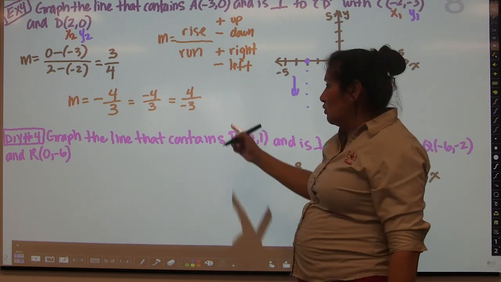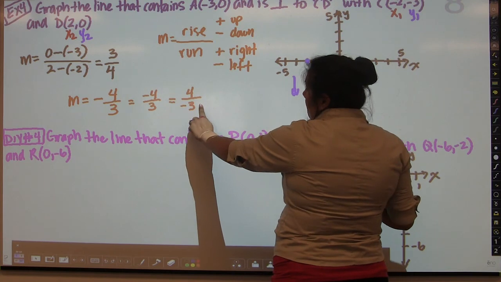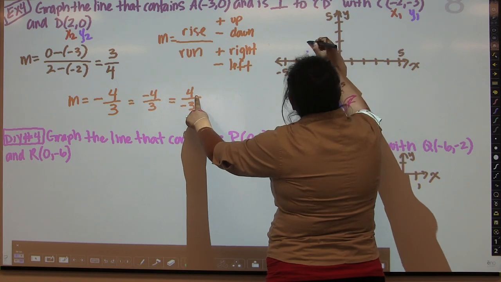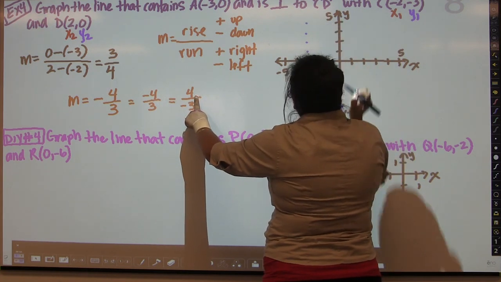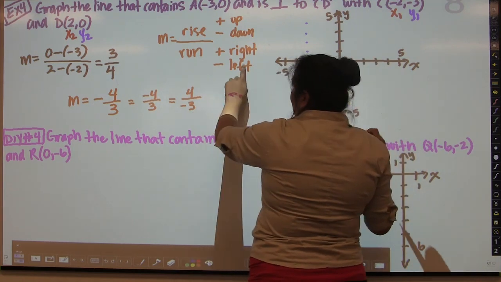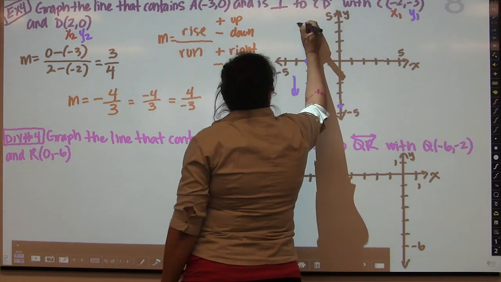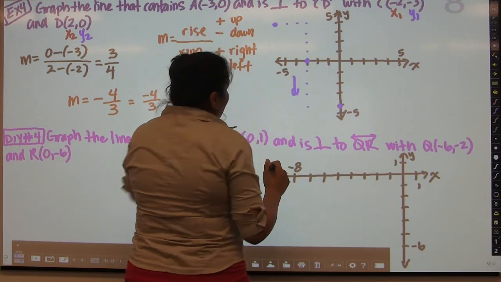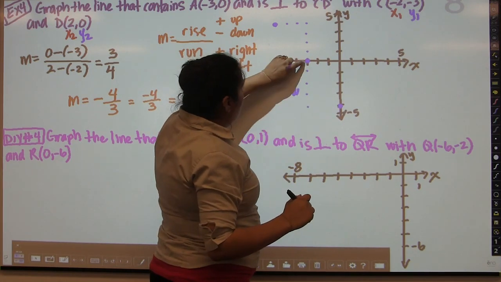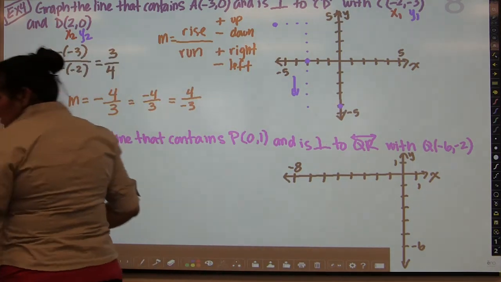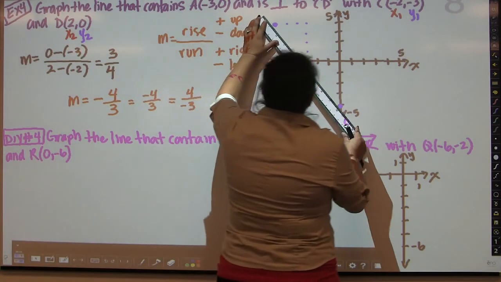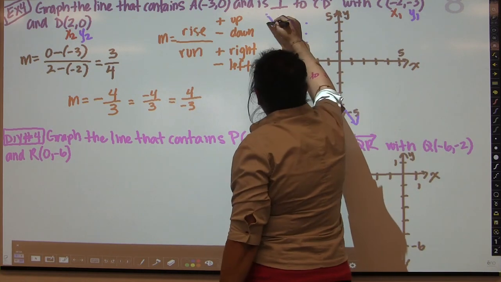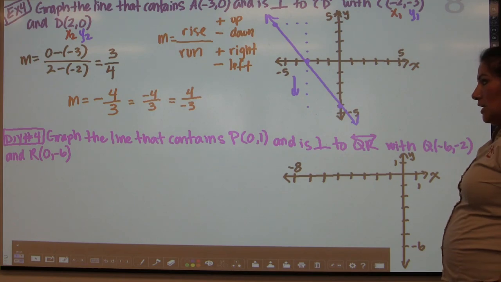Okay, but I also want to show you how this going backward thing works. What if I wanted to try this way? The 4 on top is positive, so I'm going to go up 4. So I'm going to go up 1, up 2, up 3, up 4. And then the negative 3 tells me not to go right, but to go left. So I'm going to go 1, 2, 3, right about there, and put my point there. So I can either go down 4, right 3, or up 4, left 3. Any of those options will give me the same line, which is, bam, right there. Okay? So now what I need you to do is do yourself number 4.